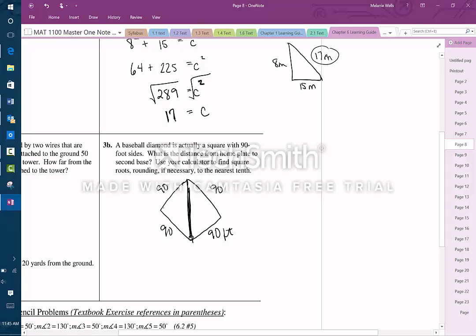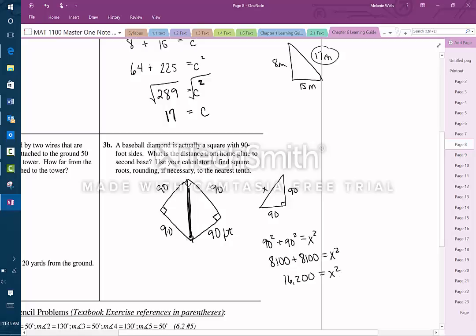So we basically have two right triangles, since we said that this was a square. All four of these angles were right angles. So if I use the Pythagorean theorem on one of the triangles, let's draw it over here. So we've got the 90, 90, and we're trying to find again the hypotenuse. So 90 squared plus 90 squared is x squared, or the hypotenuse squared. 8100 plus 8100 is x squared. 16,200 would be x squared.